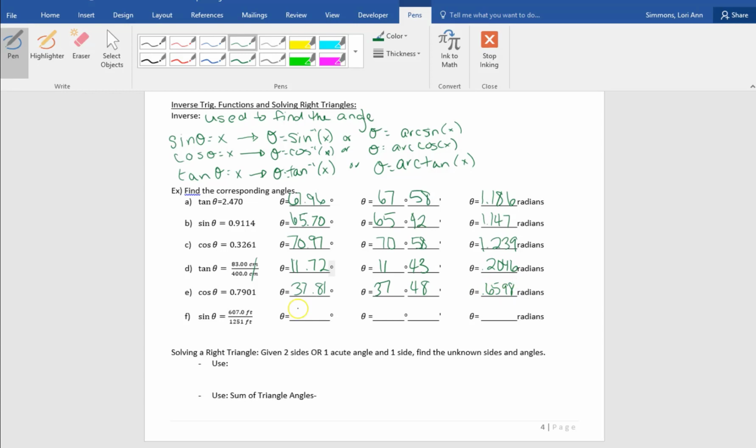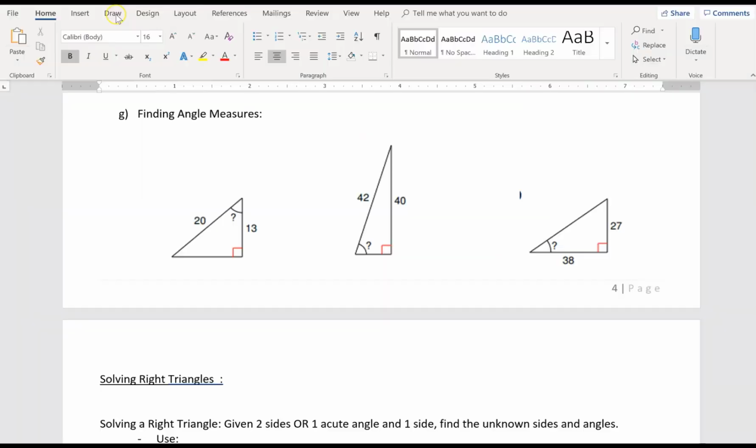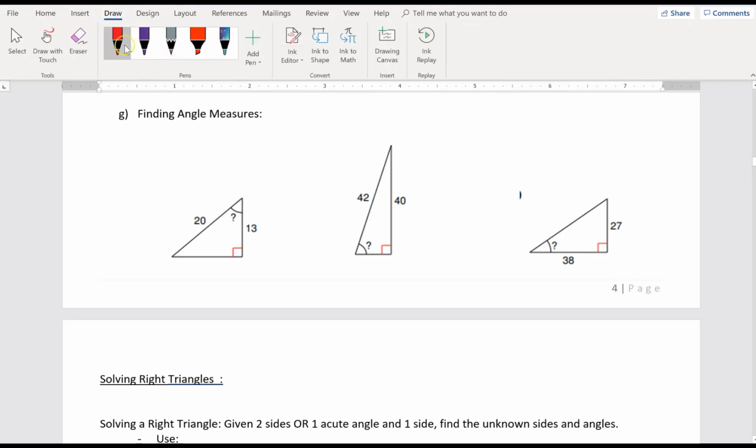F, 29.03 degrees, 29 degrees 2 minutes, and 0.5066 radians. Let's move on to finding an angle with the information that we just learned.